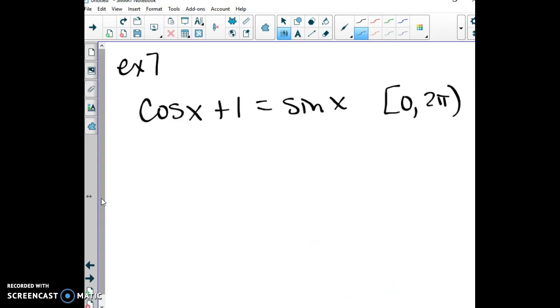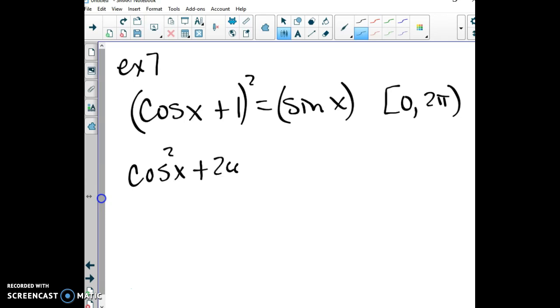So here we're looking at example 7. It's not clear how to write it in terms of one function, but we can see that if we square both sides, that's an appropriate thing to do as well. We're going to square this side, square that side. We get cosine squared x plus 2 cosine x plus 1. That's equal to sine squared x.